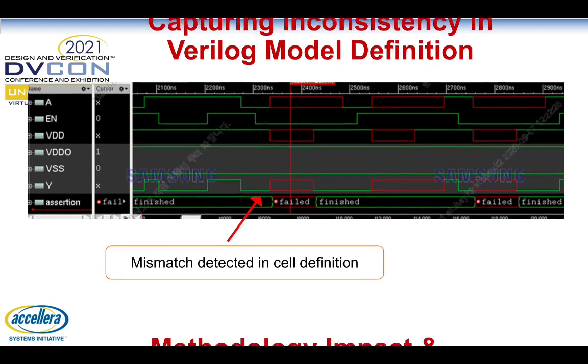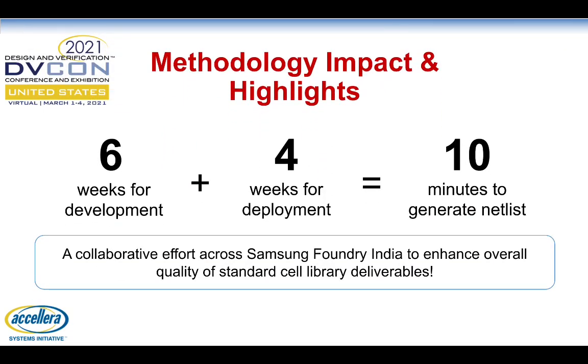To wrap up, the development of the design infrastructure, the verification environment, and automation scripts took us a one-time effort of 6 weeks and an additional 4 weeks for deployment. This was a collaborative effort across Samsung Foundry India to enhance the overall quality of our deliverables. The scripts that we developed to generate the intermediate RTL modules and the test benches, the UPFs, and the scan inserted netlists all happen in under 10 minutes.